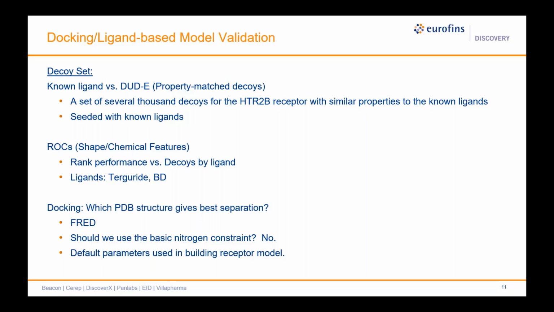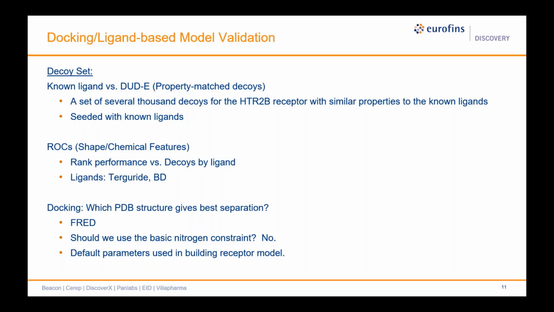First, it's called ROCS. This is a software tool from OpenEye Scientific that looks at shape and chemical features of a ligand and compares them. And we're going to compare the ability of these ligands, using this tool, to pull out active compounds from our decoy set. And for the second experiment, we're going to use docking using the 6DSO structure.